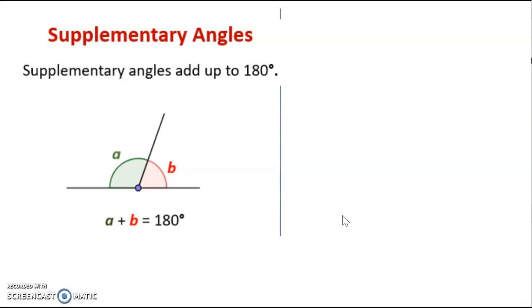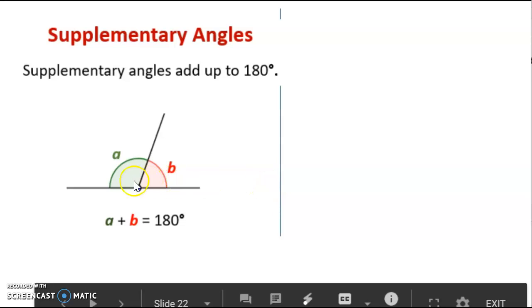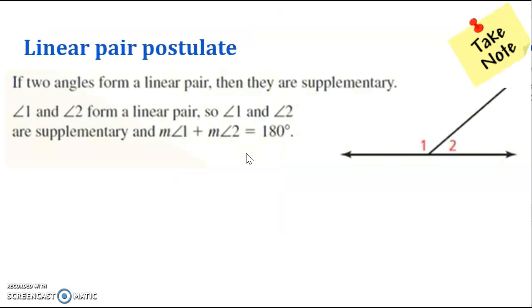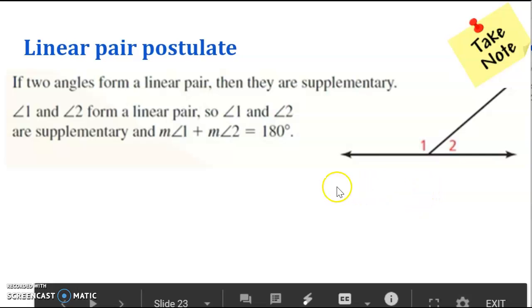what about supplementary angles? Supplementary angles, in contrast, add up to 180 degrees. How do we know? Because this is a straight line. The angle A plus angle B, they form a straight line. So they have to add up to 180 degrees, because a straight line is 180 degrees. So this is something that you have not taken notes on. So linear pair postulate: if two angles form a linear pair, then they are supplementary. Please take this down. Okay, and take down the notes and the diagram as well, please.